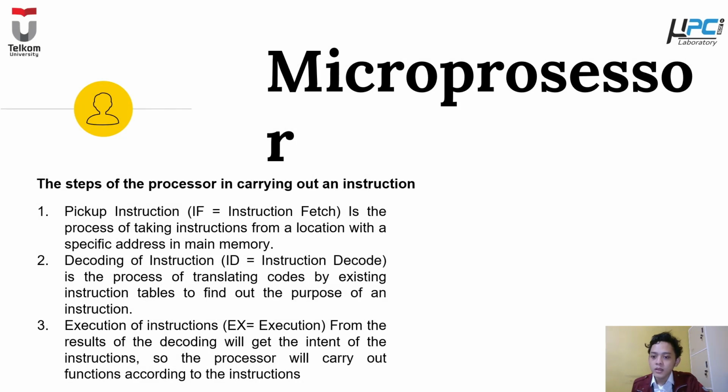The steps of the processor in carrying out an instruction. The first step is the pick up instruction or we say instruction fetch or IF. It is the process of taking instruction from a location with a specific address in main memory. The second one is decoding of instruction or instruction decode that we used to call ID. This is the process of translating codes by existing instruction tables to find out the purpose of an instruction. Then, the next process is execution of instruction or EX. From the result of the decoding, we'll get the intent of the instruction. So the processor will carry out function according to the instruction.